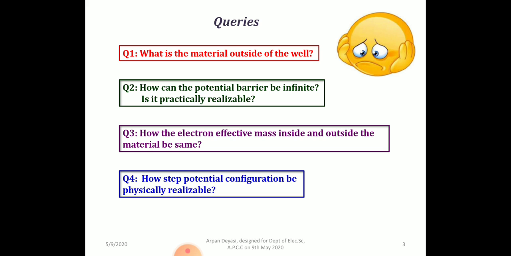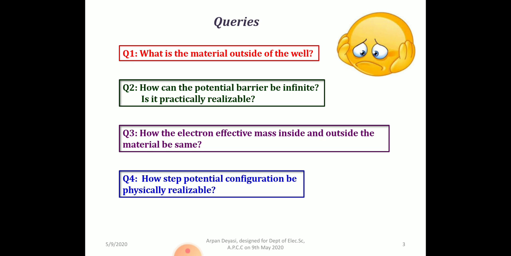So what do we have to do? We have to incorporate all these queries in our solution. We have never thought of the material outside the quantum well. We have to think about it. We have not thought that V can't be equal to infinity. We have to take a finite value of V. We have to consider different effective masses inside and outside of the well. We have to consider that if there is a step potential, it can't give you my solution. We have to consider the realistic band structure.